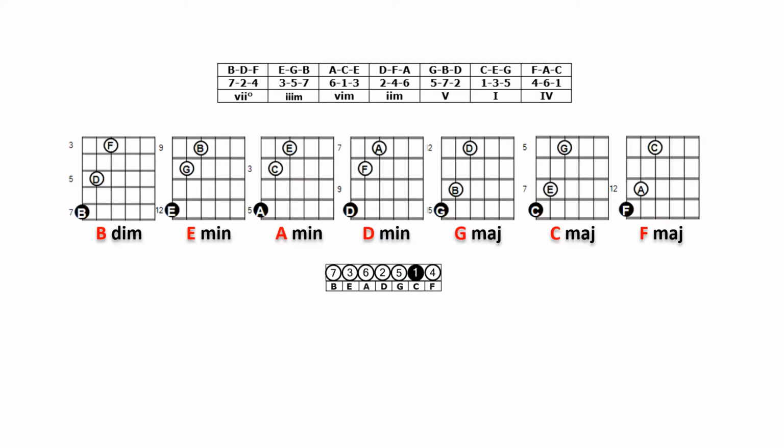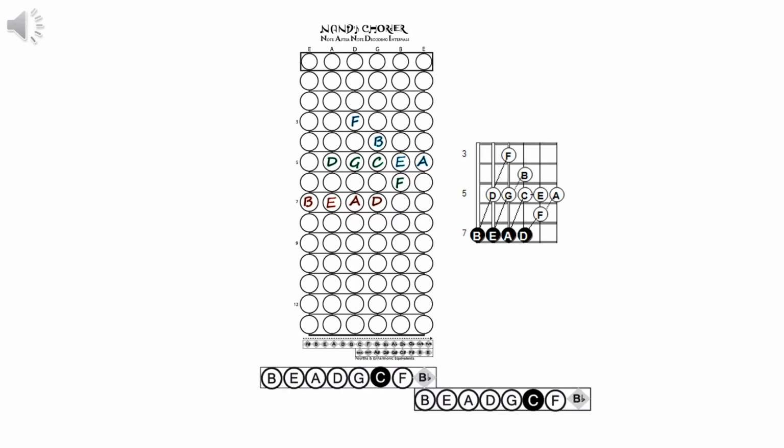In this table, you will notice that the roots of 7 chords are arranged in the order of fourths. Lowercase Roman numerals represent diminished and minor triads, while uppercase Roman numerals indicate major triads. Now let's classify the chords in the key in the following order. In the key of C, for instance, the B diminished triad is from scale degree 7, the E, A, and D minor triads are from scale degrees 3, 6, and 2, and finally, the G, C, and F major triads are from scale degrees 5, 1, and 4. The chords you see on the NANDI chorder are B diminished, E minor, A minor, and D minor.